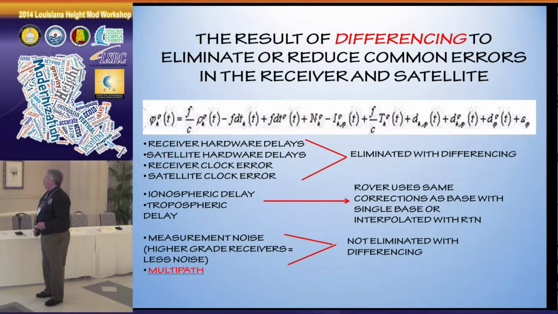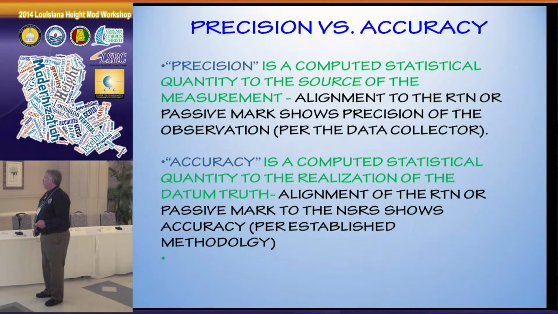Here's that cookbook summary of all the stuff going into the cycle count. You can eliminate a lot of it by certain mathematical procedures called differencing, which we're not going to cover.